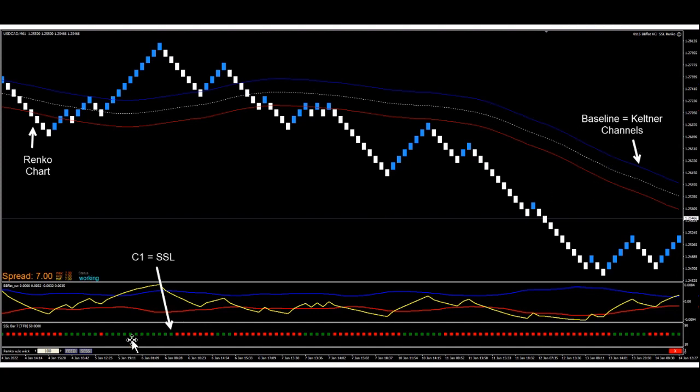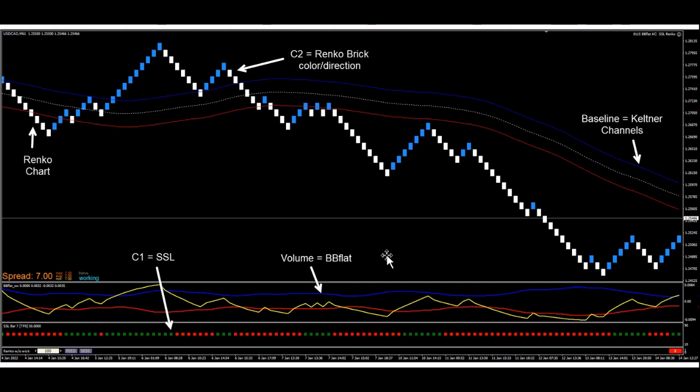My C1, I'm still using SSL. So now, you should be familiar with SSL if you have seen any of my previous videos. Very simple indicator to use and follow, but that serves as my primary signal. My C2 is actually going to be the colors and direction of the Renko bricks themselves. Because of how the Renko bricks work, a change in color really can be a signal in itself. So that's how I'm going to be using that.